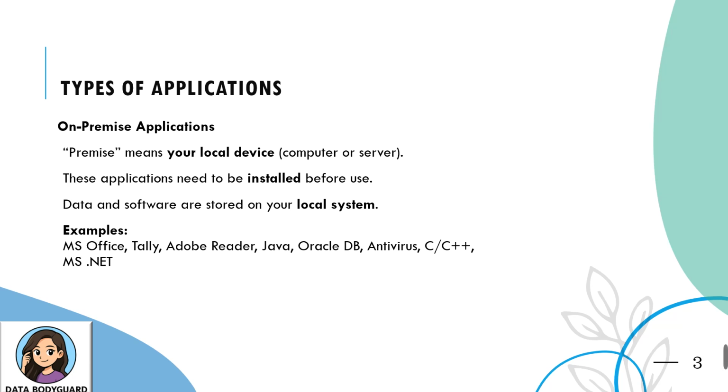We have two types of applications. One is on-premise applications and the other is on-demand applications. First we'll talk about on-premise applications. First, let's understand what premise is. Premise is nothing but your local device, a computer or a server. Suppose you want to use on-premise applications, pre-installation is required.